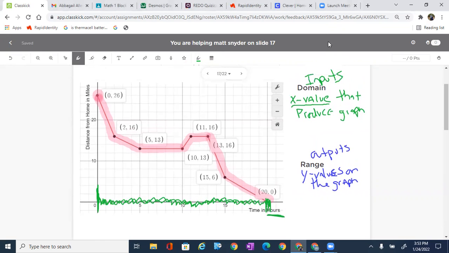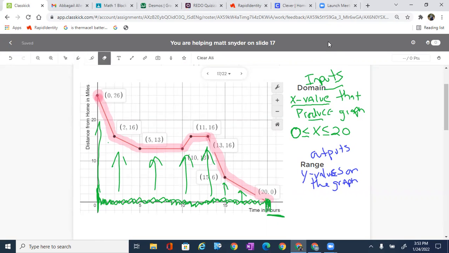So we would write our domain by saying, okay, we started at 0 hours. We followed them until we got to 20 hours. And at 20 hours, they got home. And that's how we would write their domain. And you can see that there's graph above the entire time. So for every one of those inputs that are producing parts of the graph, each one of those X values are doing that. And so that is how we would write our domain.